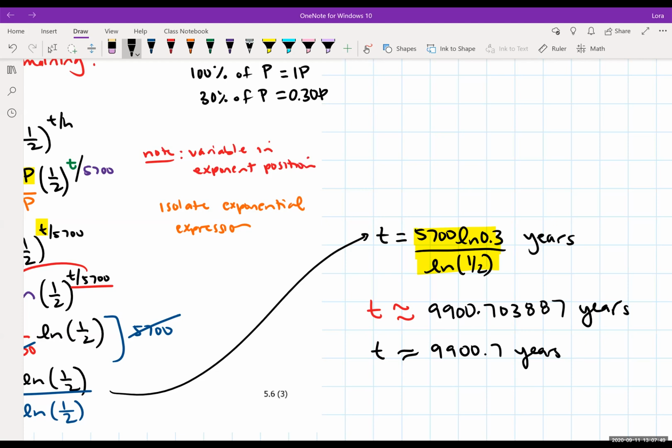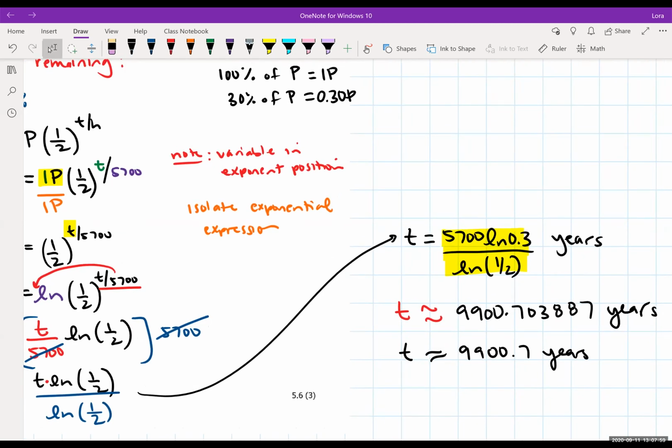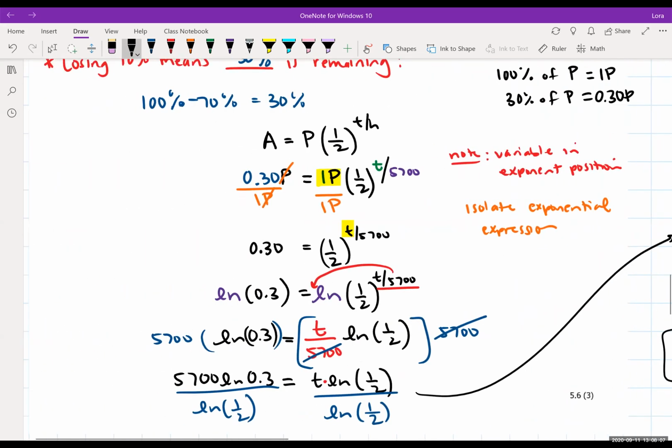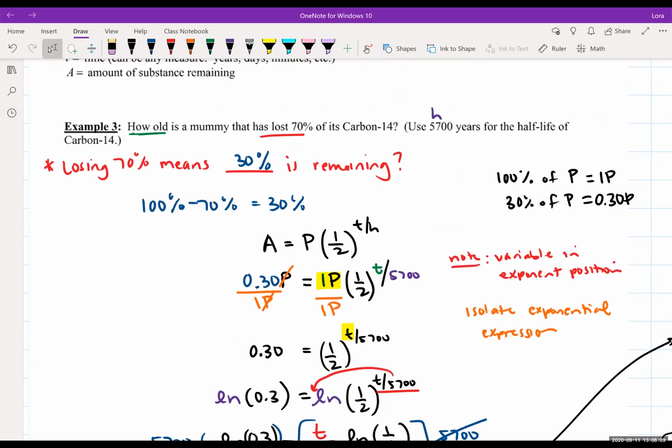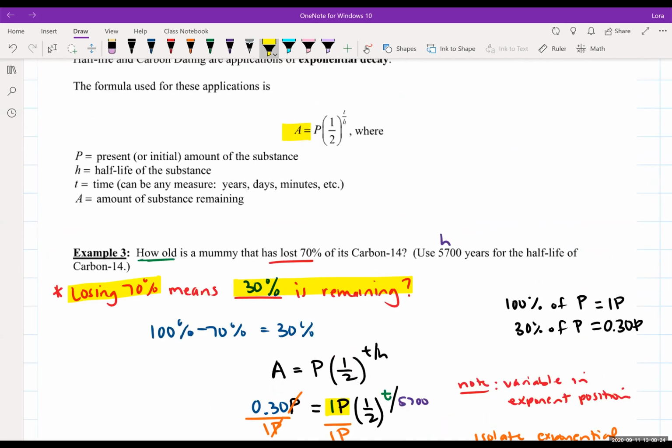Or if there was a specific set of directions that they wanted a certain number of decimal points, then you would definitely follow those. So this is how you take care of solving these types of problems where you're trying to figure out either the half-life or how old the mummy would be if you're using a certain percentage of the carbon-14. Again, the keyword when you're starting out is the losing part. So you really have to come up with the amount remaining according to the way the formula is set up. So keep that in mind.